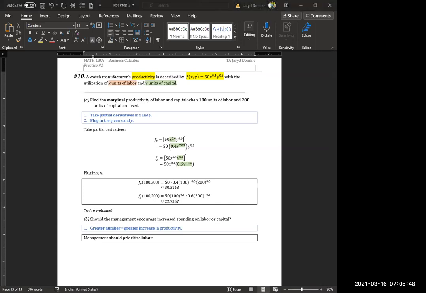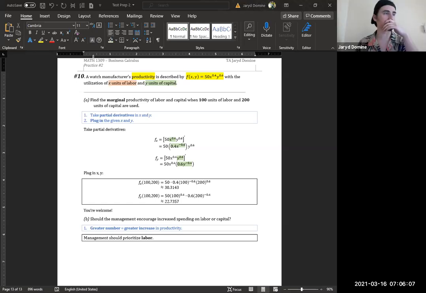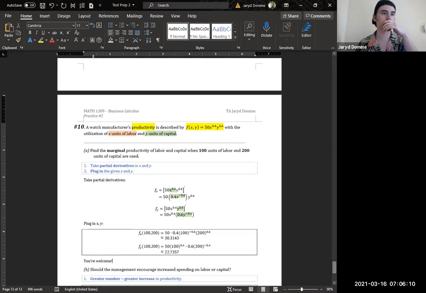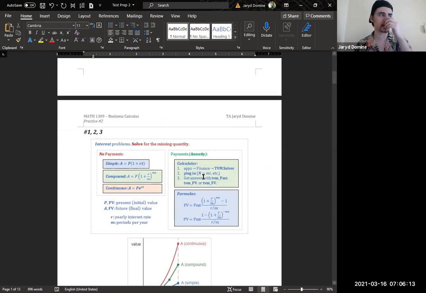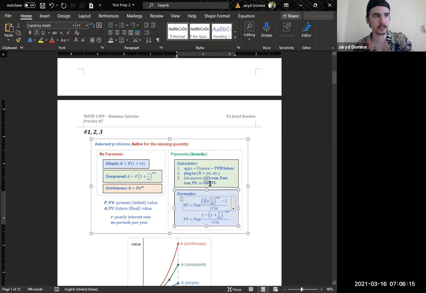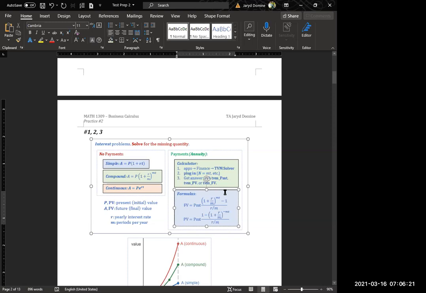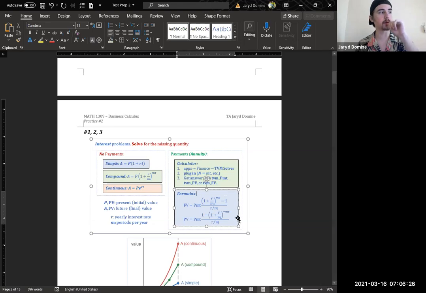If I don't use the finance app, do I just use the future value or present value equations and that gets the same answer? I'm a little confused on that, like on number 2 and 3. Okay, let me go back up. Your question is about the difference between using a calculator and using the formulas. Correct. Can I use the formula instead of the calculator app? Yes, you can. I do have both.